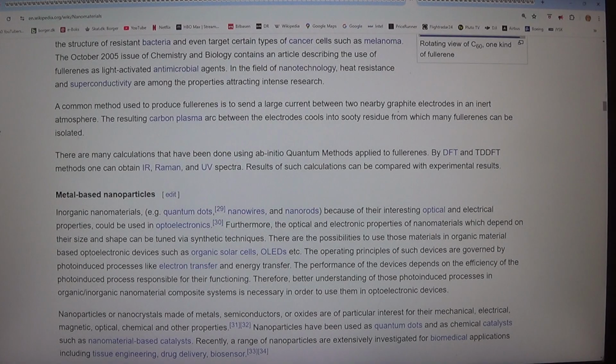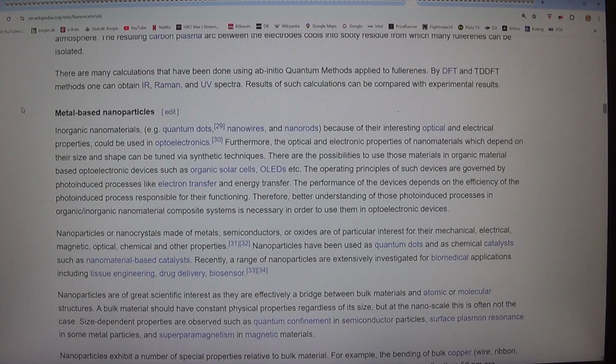A common method used to produce fullerenes is to send a large current between two nearby graphite electrodes in an inert atmosphere. The resulting carbon plasma arc between the electrodes cools into sooty residue from which many fullerenes can be isolated. There are many calculations that have been done using ab initio quantum methods applied to fullerenes. By DFT and TDDFT methods one can obtain IR, Raman, and UV spectra. Results of such calculations can be compared with experimental results.